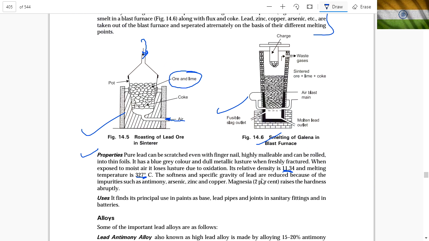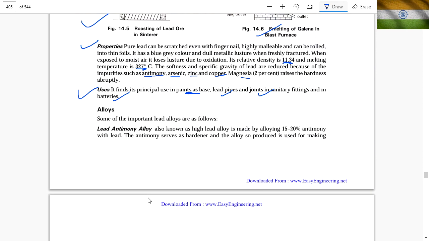Softness and specific gravity of lead are reduced because of impurities such as antimony, arsenic, zinc, copper; magnesia raises the hardness abruptly. Now, what is the use? It finds its principal use in paint. We use it in paint as a base, in lead pipe, in joints in sanitary fittings, and in batteries. Yes, these are the uses of lead.